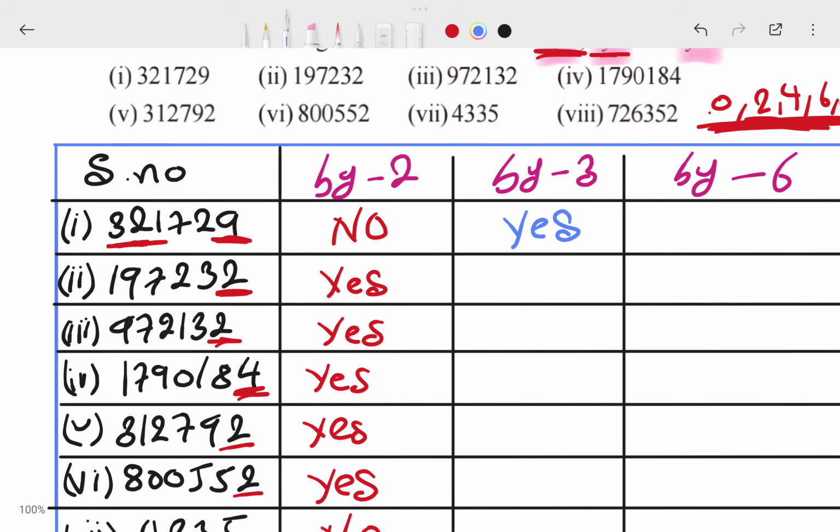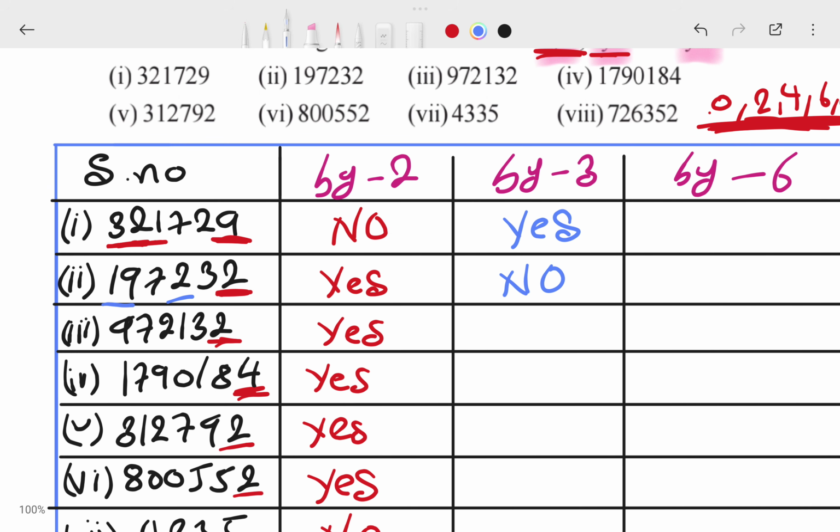Okay, now let's check this one. How will you add? 1 plus 9, plus 7 plus 2 plus 3 plus 2. So what is the answer? Let's add. 1 plus 9, 10. 10 plus 7, 17. 17 plus 2, that's 19. 19 plus 3, 21. 21 plus 2, that is 23. Is 23 in the 3 table? 23 is not in the 3 table. So it means that this is not divisible by the 3. So what do we have to write here? We have to write no.